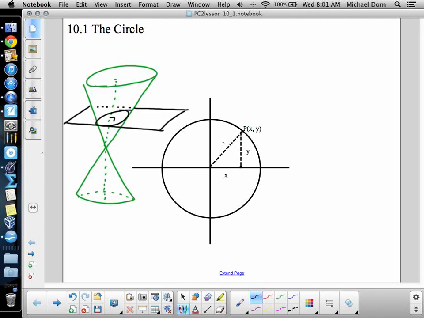I'm not really good at drawing that sort of thing. That's why I wanted an actual model. My artistic skills are sorely lacking. But that's the idea. That's where the conic section comes from.